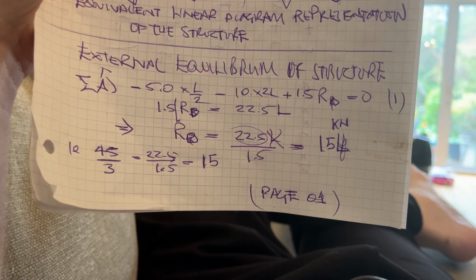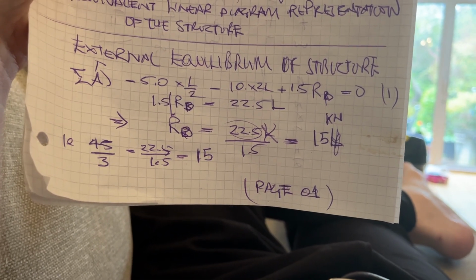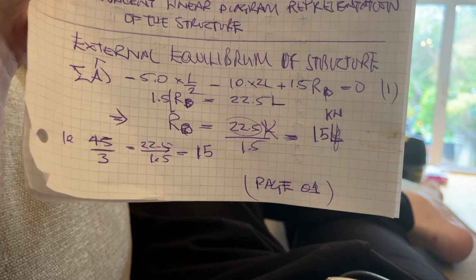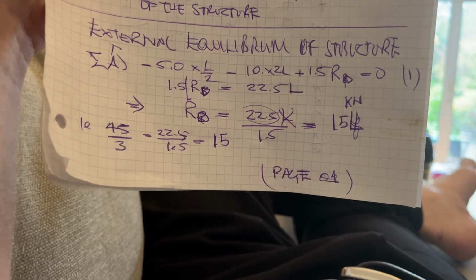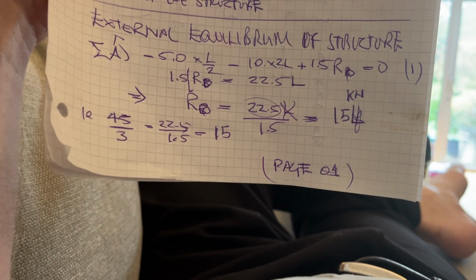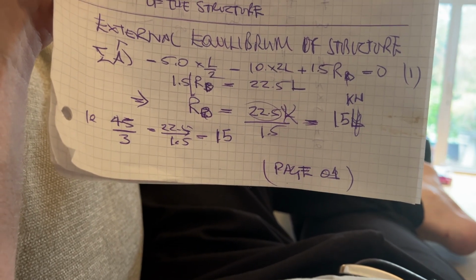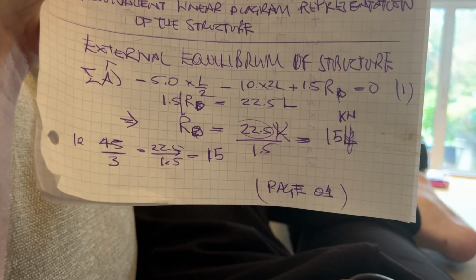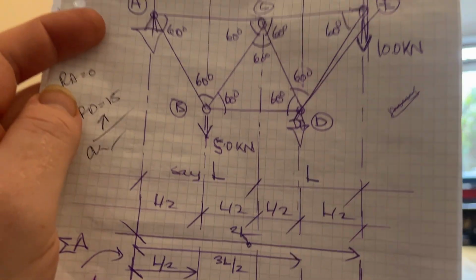RD equals 22.5 divided by 1.5, that's 45 over 3, which is equal to 15. 15, 30, 45. So RD equals 15 kilonewtons.